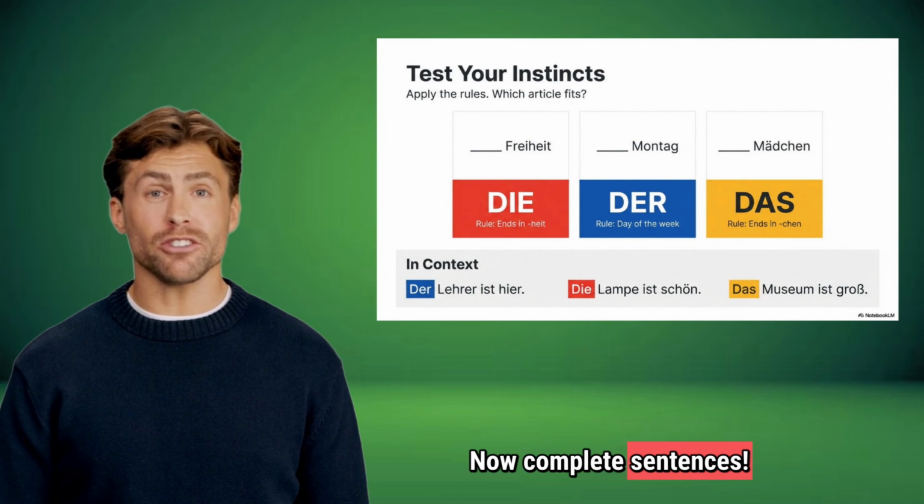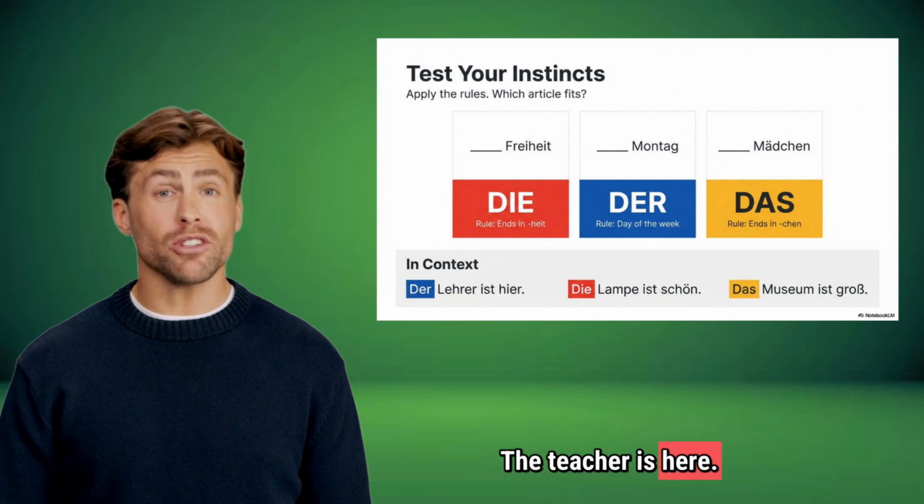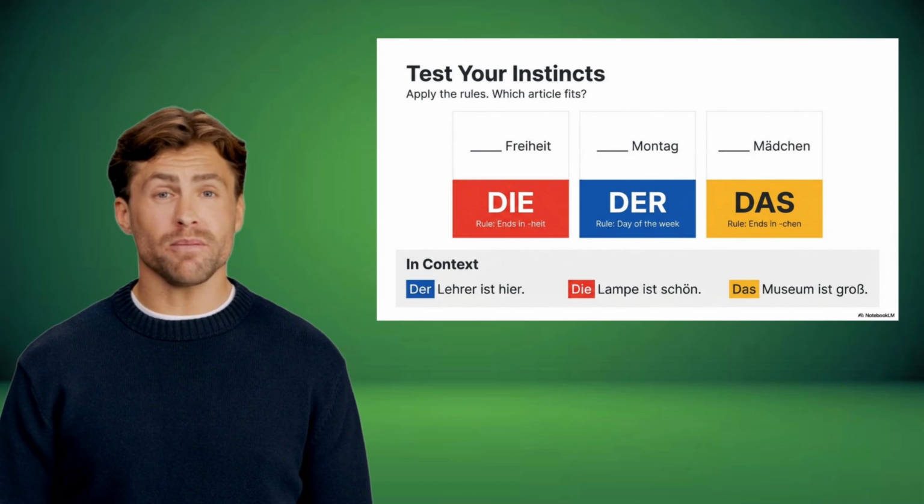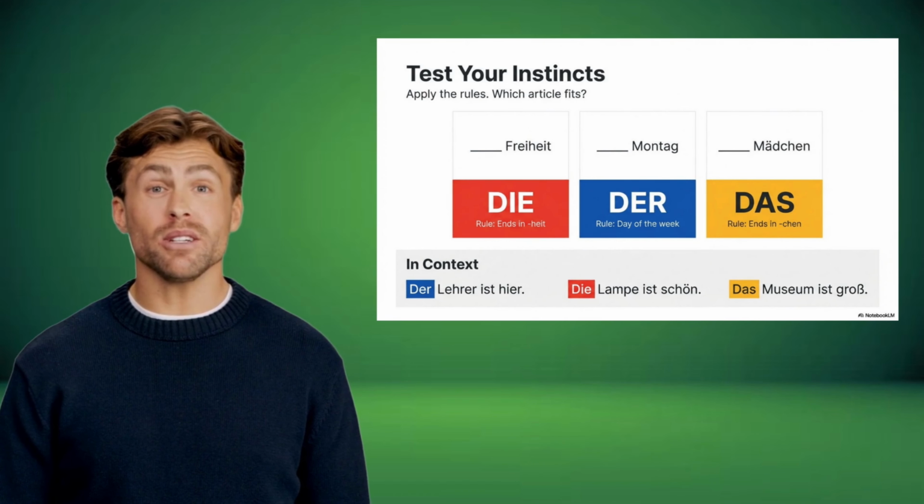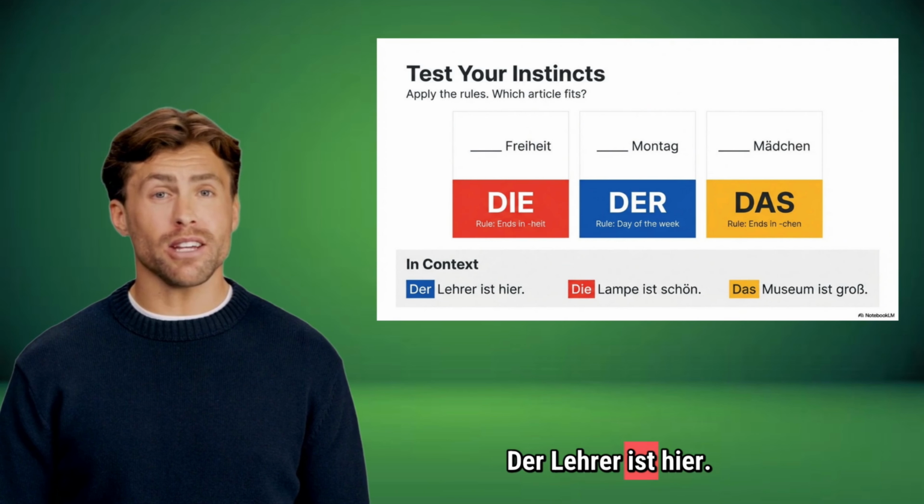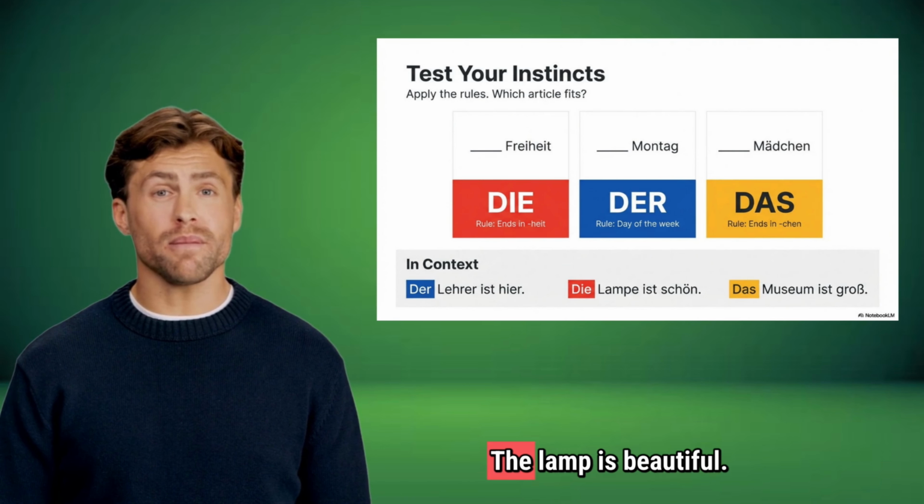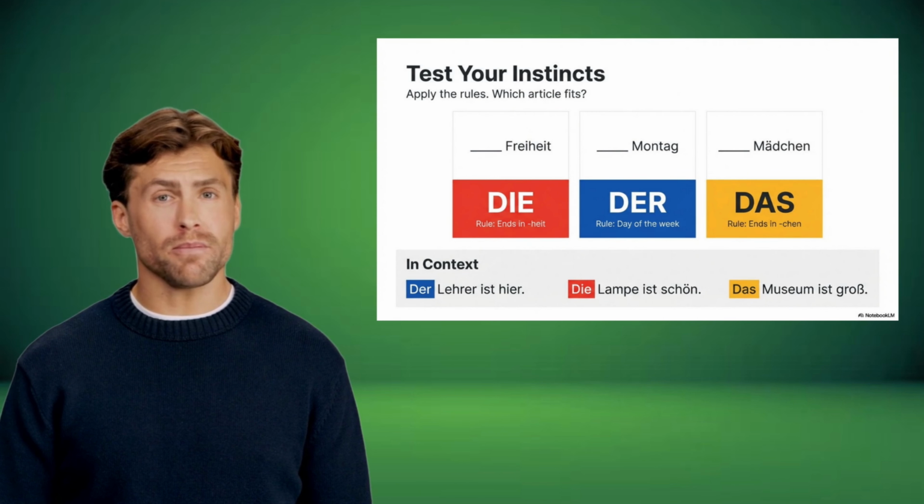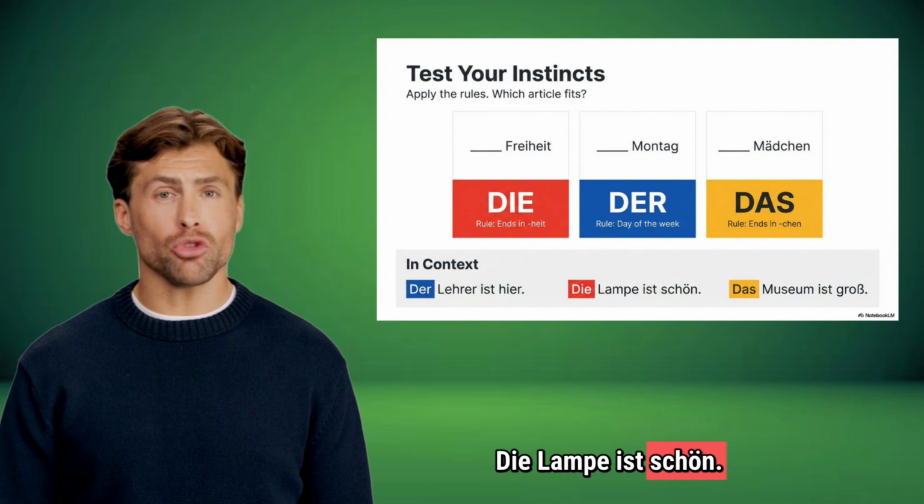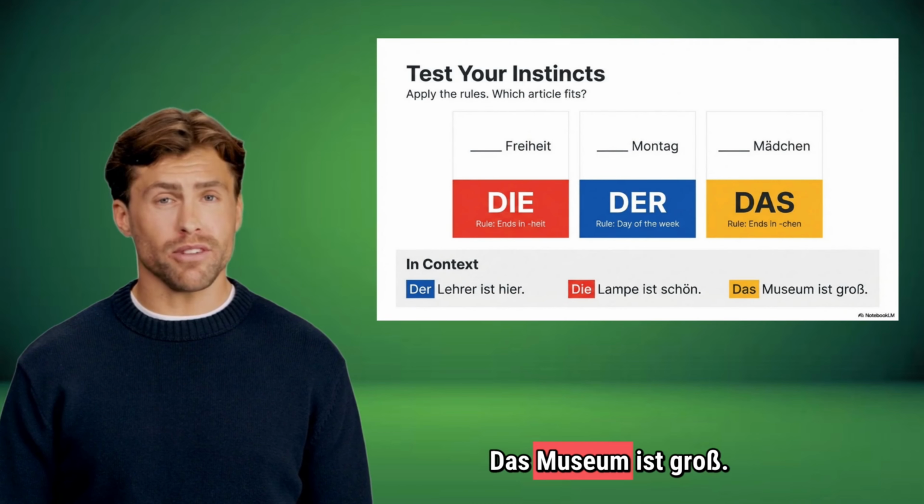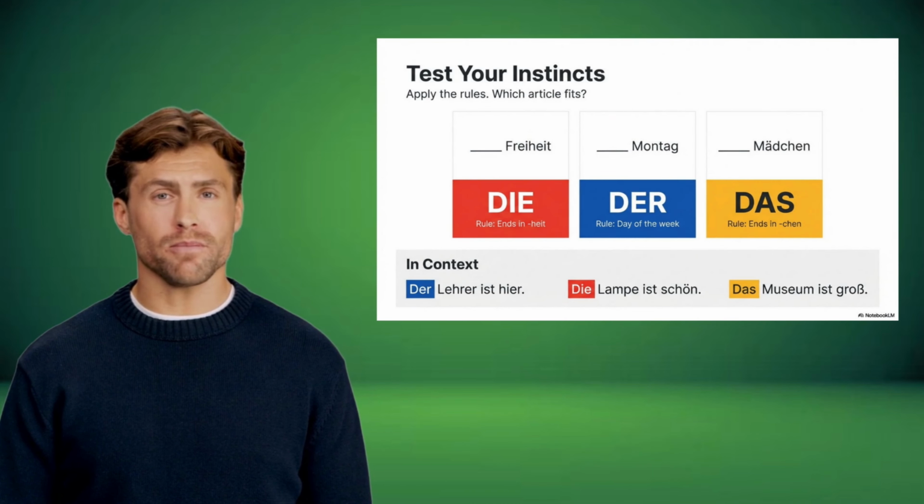Now complete sentences. The teacher is here. Masculine teacher. Der Lehrer ist hier. The lamp is beautiful. Die Lampe ist schön. The museum is big. Das Museum ist groß.